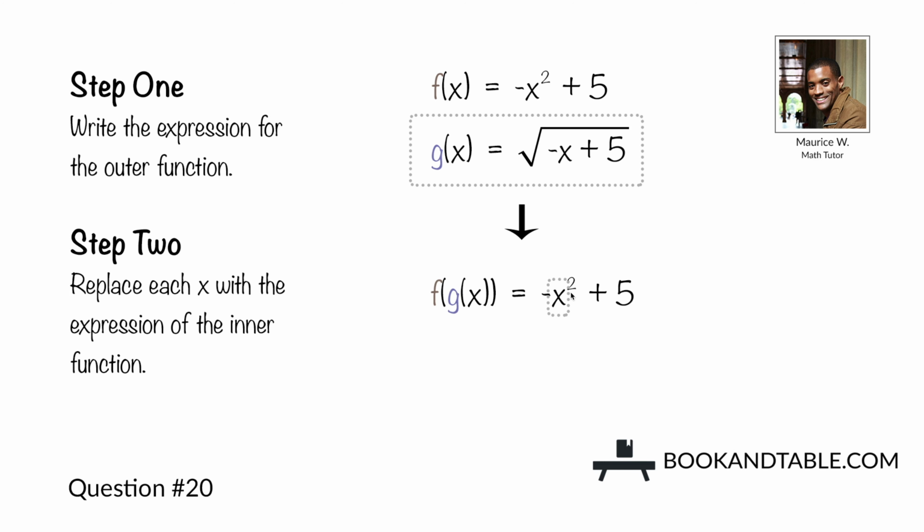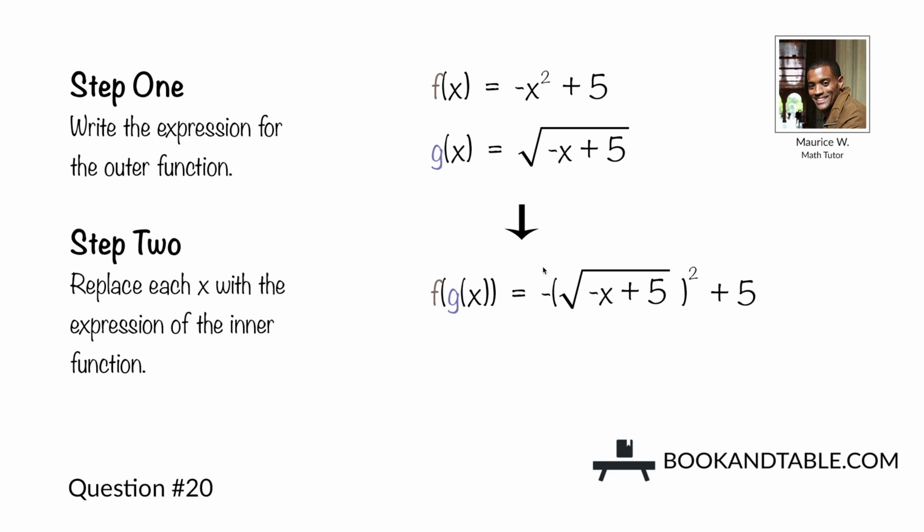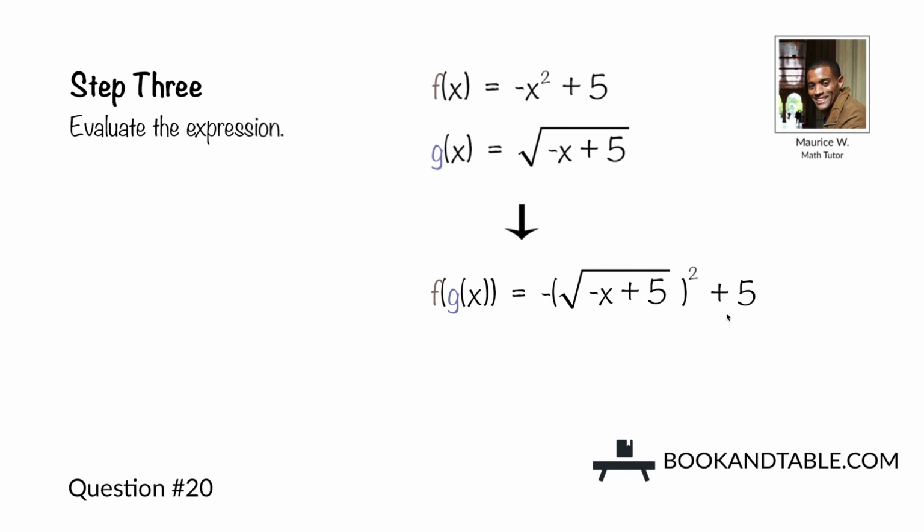So we have negative x squared. So we want to replace this x with the square root of negative x plus 5. So we'll get negative the square root of negative x plus 5 squared, and then plus 5. And now we can evaluate the expression.